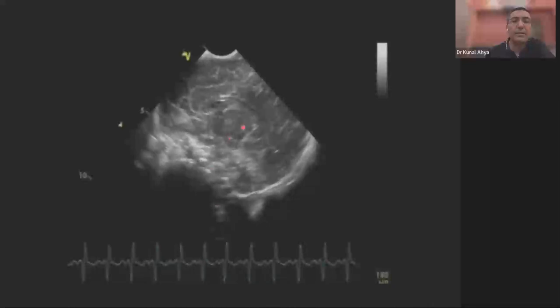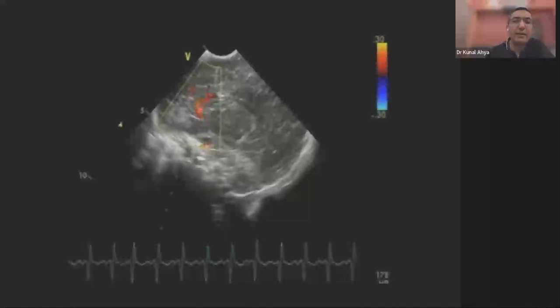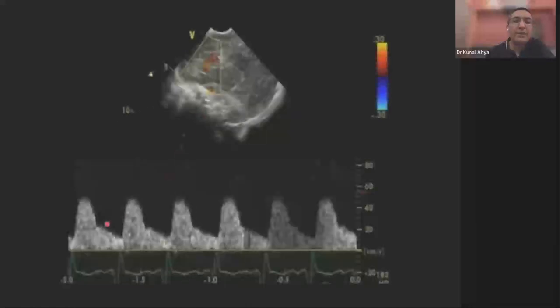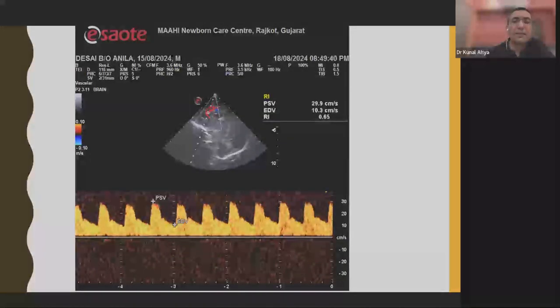So this is again a live image in which you see the corpus callosum. In front of that, you will be able to see the anterior cerebral artery. You put your gate, you will be able to see the gate, and then you will see this wave pattern over here. So what is this systolic and diastolic? So how do you measure the RI? Now in the modern machine, it is getting auto calculated.